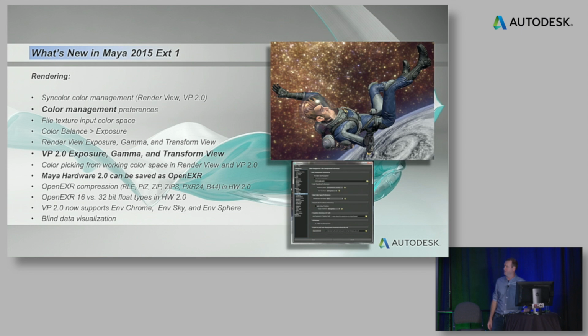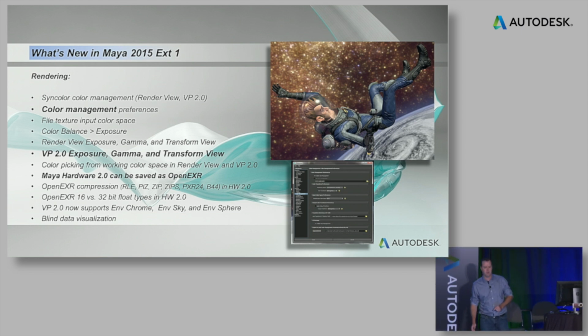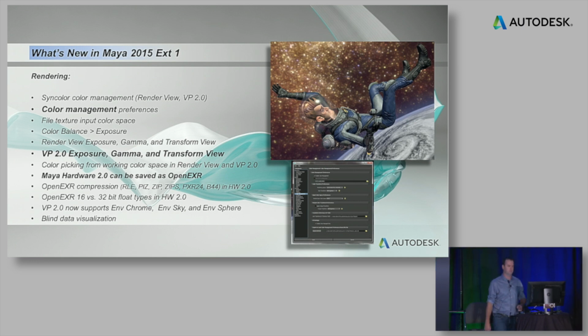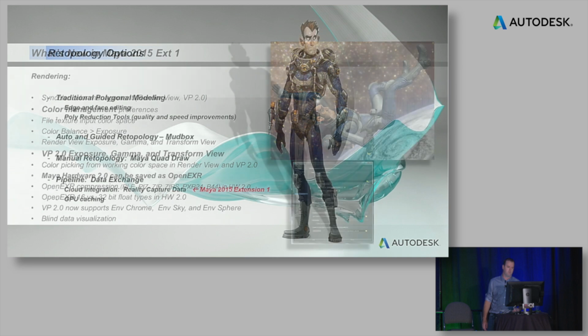We're going to touch upon some of the new viewport rendering effects in here. So things like color management preferences and live Viewport 2.0 controls with exposure, gamma, different effects in there that can really bring your scene to life. And then as well, another key point there, Maya Hardware 2.0, you can actually write out OpenEXR format as well.